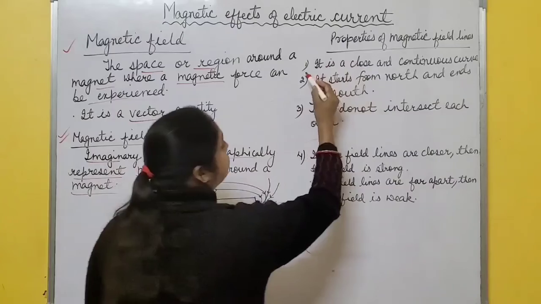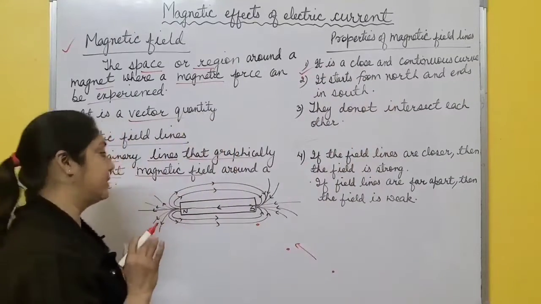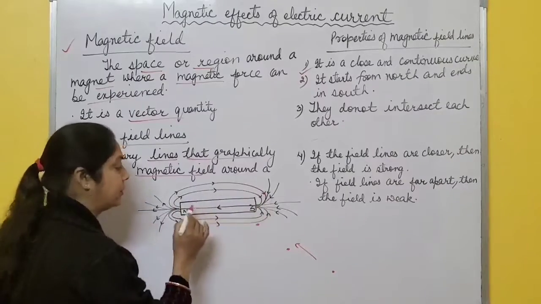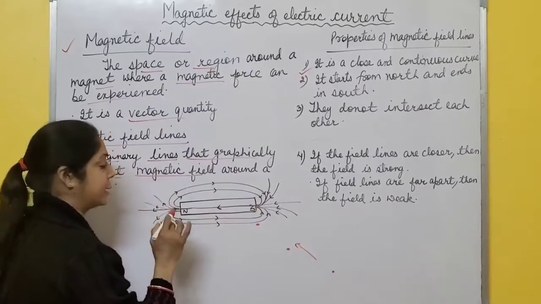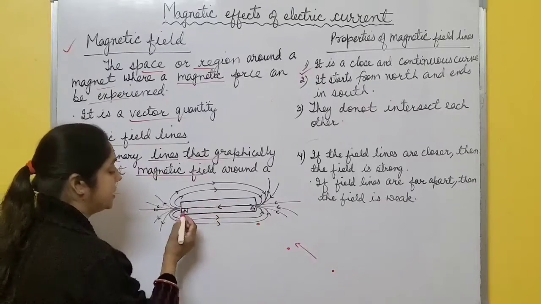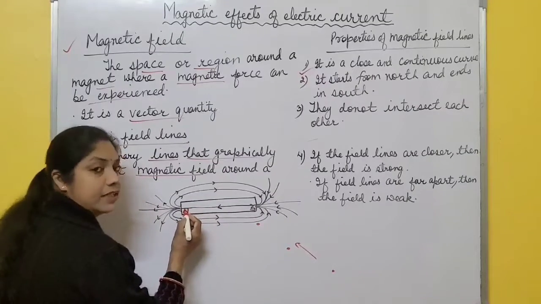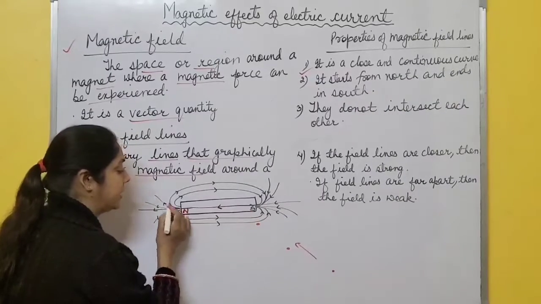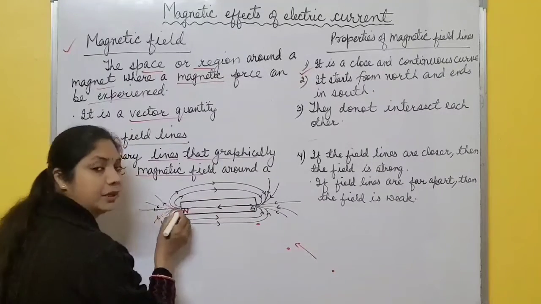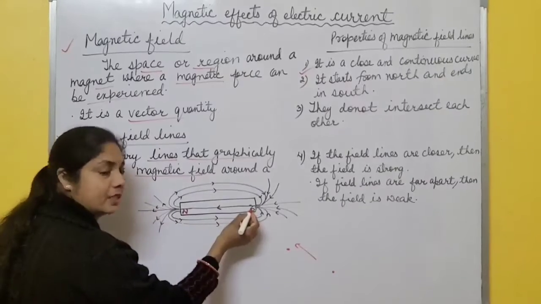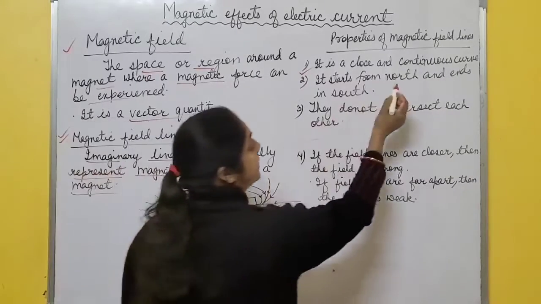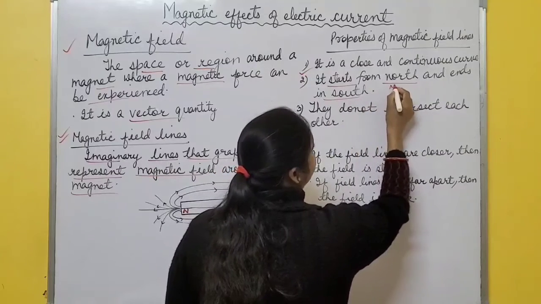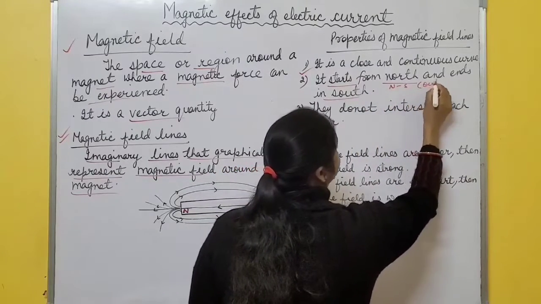First one is, it is a closed and continuous curve. These magnetic field lines always form closed loops. It is a closed and continuous curve, and it always originates from the North Pole. It starts from the North Pole and ends at the South Pole outside the magnet. It means north to south outside the magnet.